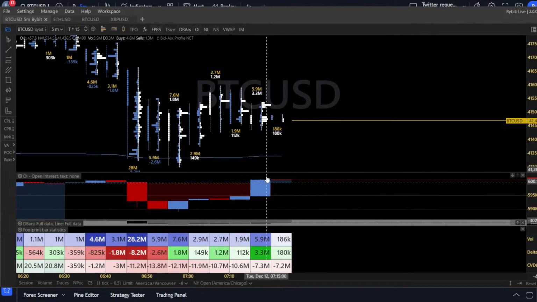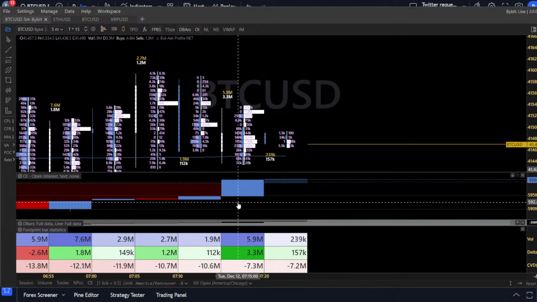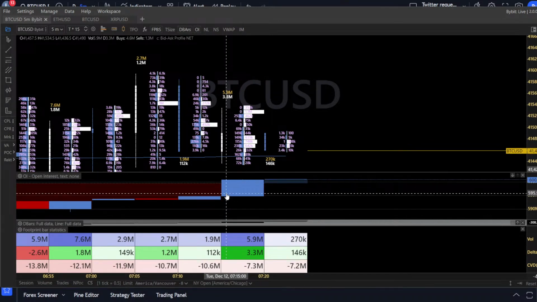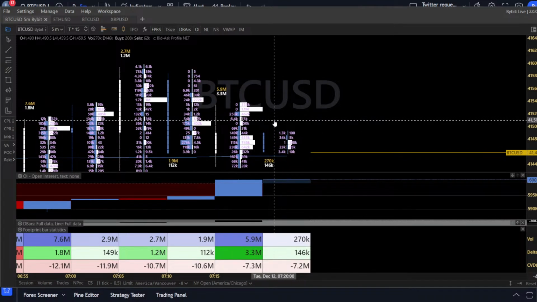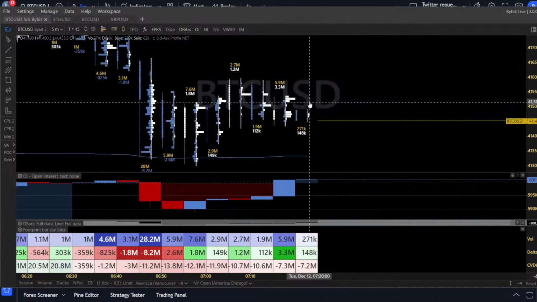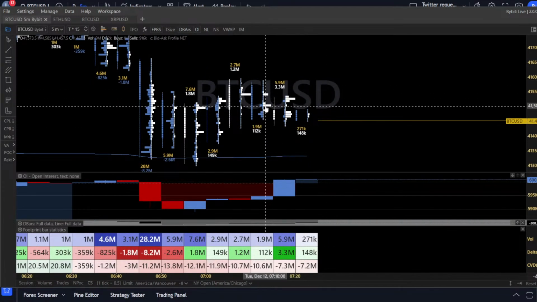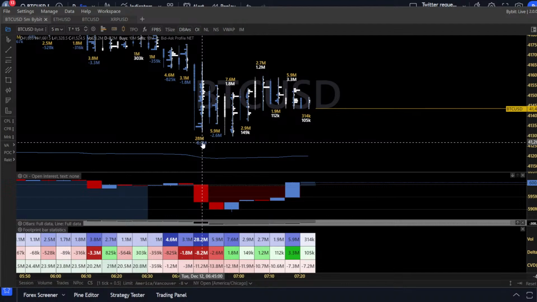We have 3.3 million longs opening in this candle. We know they're longs, or 3.3 million positive delta. We know that it's primarily longs opening, positions opening, because of the increase in open interest. And we see price rejecting below them. So here, this is price stopping out.